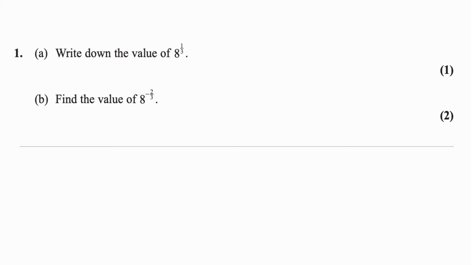It says 1a. Write down the value of 8 to the power of a third. Now power of a third in maths just means the cube root, or the third root. So whatever the denominator of my fraction is, that's the root that I take. So it's the cube root of 8, or the third root of 8. And the cube root of 8, we should know, is 2, guys, because 2 times 2 times 2 is equal to 8.